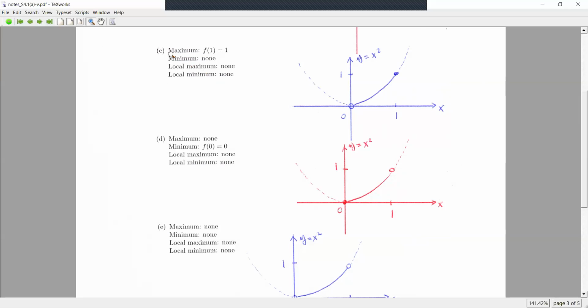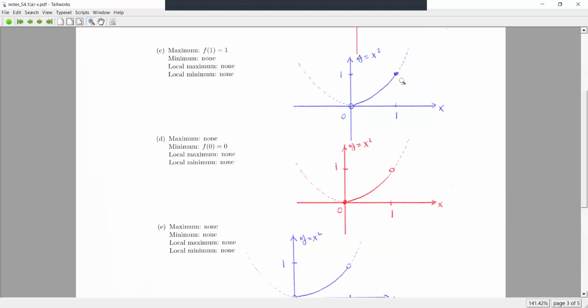Same questions. The maximum function value, the global maximum function value: this point is the highest point of this portion, so the function value at this point is the maximum function value. The location is x is 1. How about global minimum? Globally, this point is the lowest point, but this point is not part of this portion because there is an open dot there. So no minimum function value.